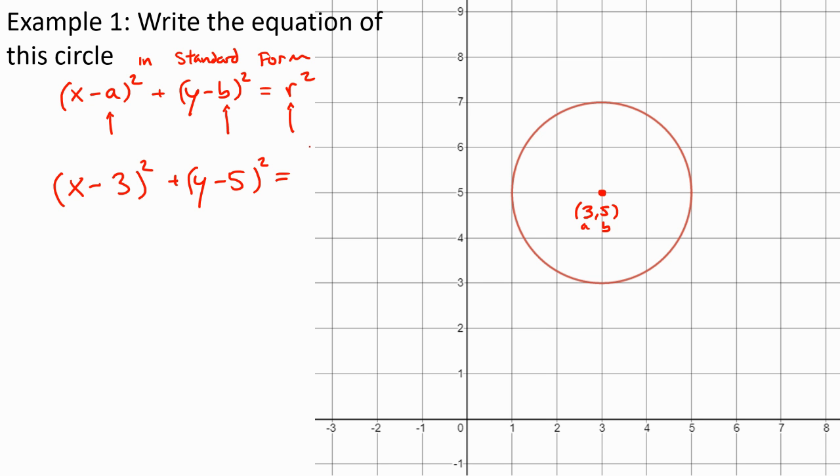Okay, now we've got to put in r. What's the radius? How far is it from our center, 3, 5, out to any of the edges we choose? Looks like it's 2 again. 2 to the right, 2 up. So we're going to put in 2 for r. And remember, that's 2 squared. It's radius squared always. So it's going to be equal to 4. So our final answer: (x − 3)² + (y − 5)² = 4.